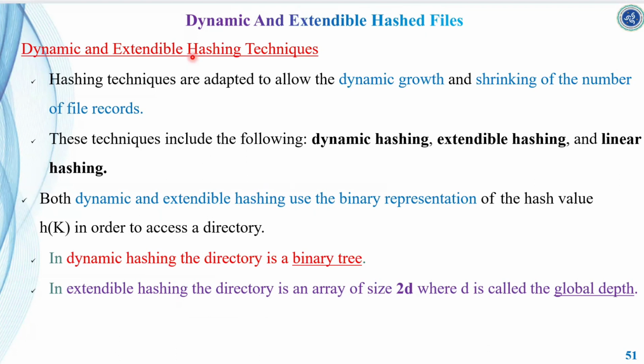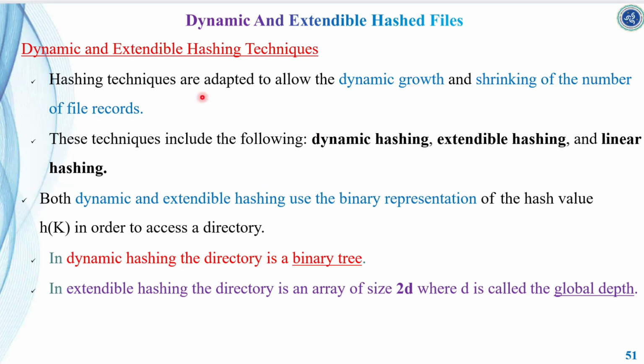Next one is dynamic. So till now we were discussing static hashing, where the number of buckets and the number of records to be placed in a bucket is a fixed number. Here it is extendable or dynamic hashed files. So extendable means it is able to grow and shrink the data. The bucket size can be made bigger, or it can also grow smaller. The shrinking of the number of file records can be done dynamically.